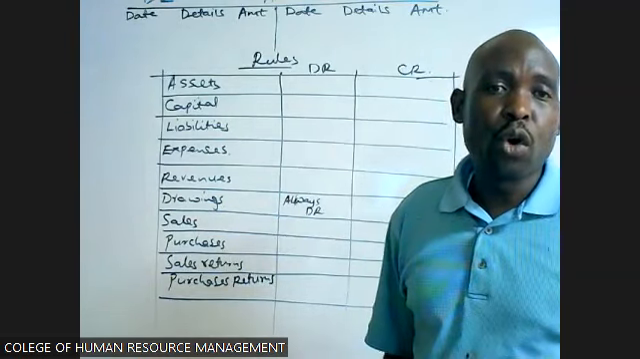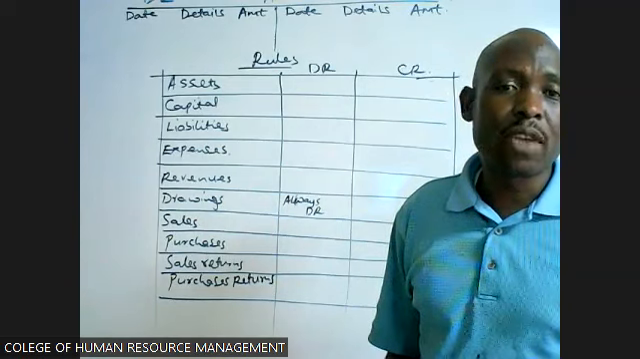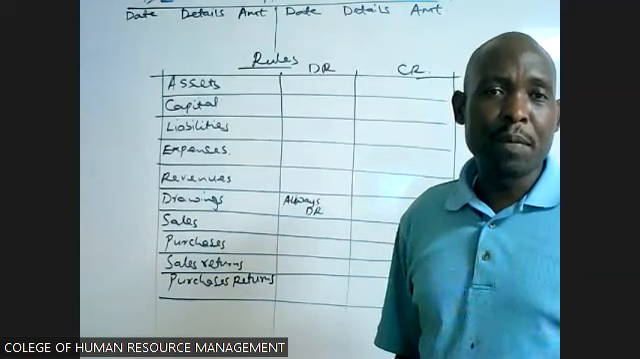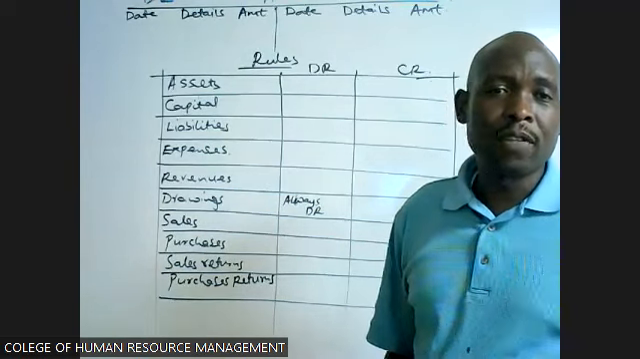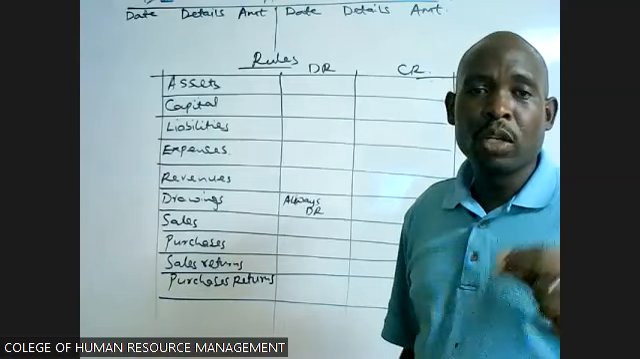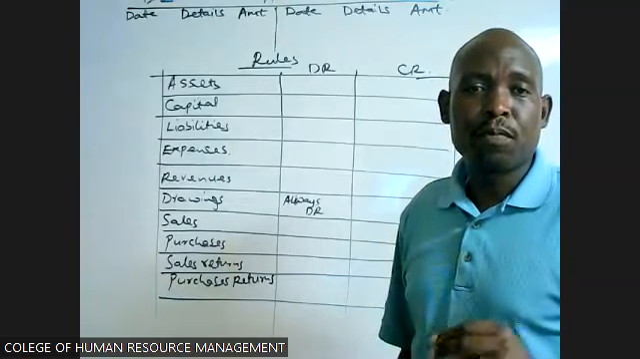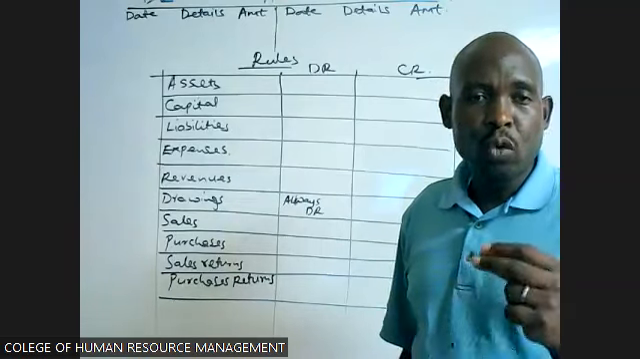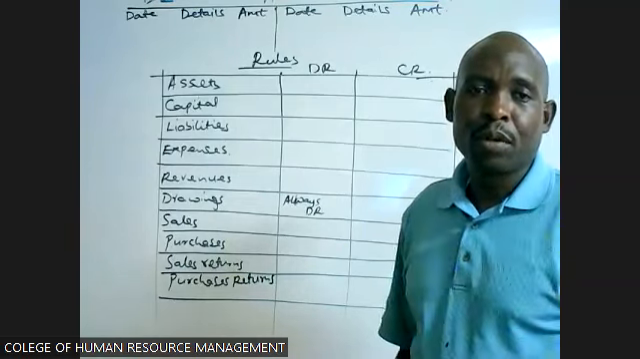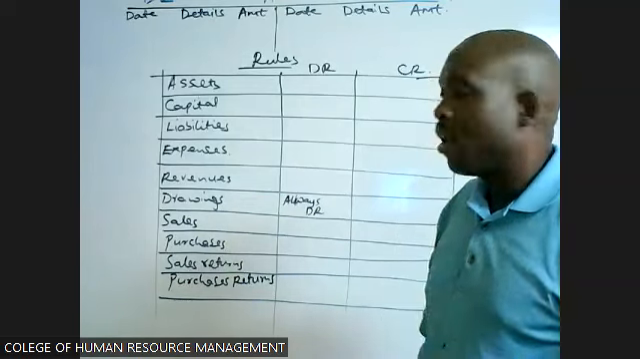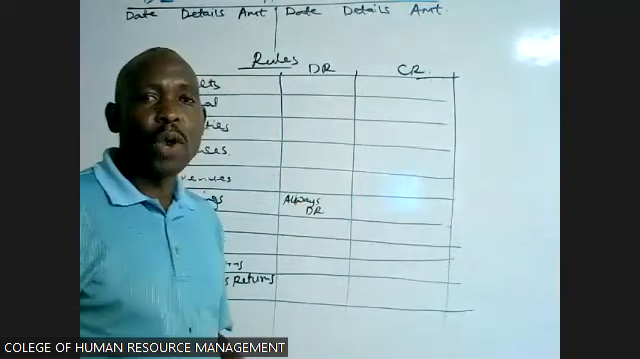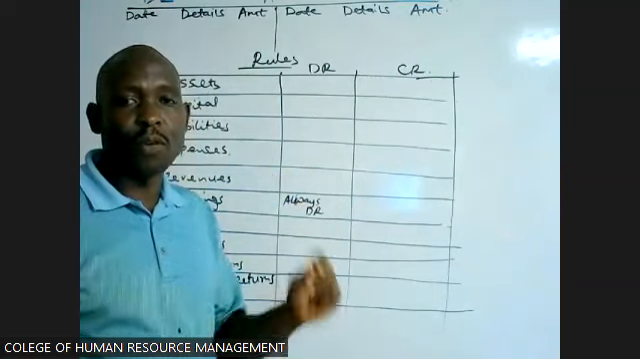And drawings will always be debited in the drawings account. This is when the owner has taken business resources for personal use. For example, the owner took 10,000 cash to pay for his son's school fees. We must debit that in the drawings account. So drawings is always going to be debited, and that is when the owner has taken business resources for personal use.